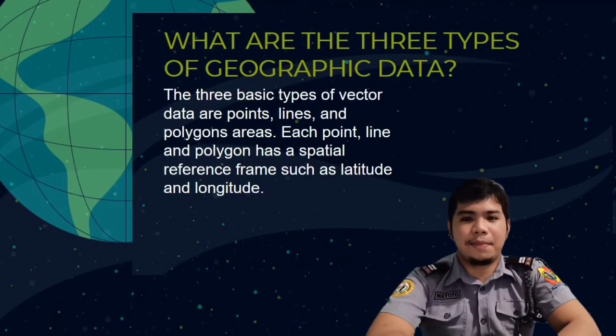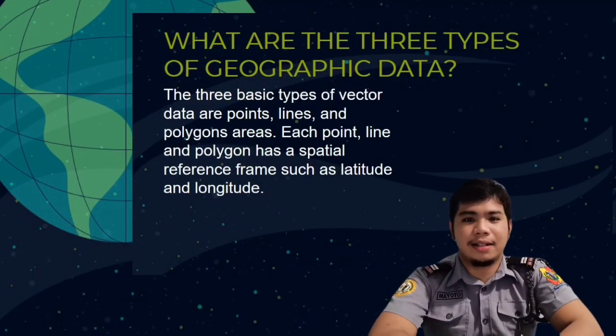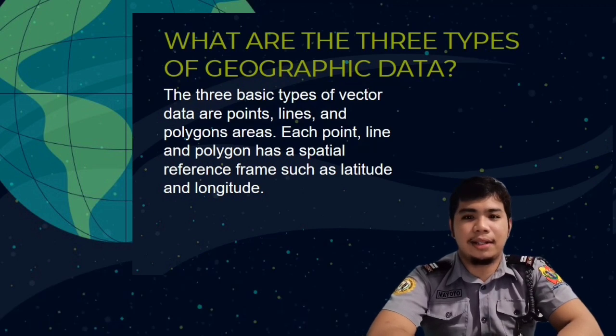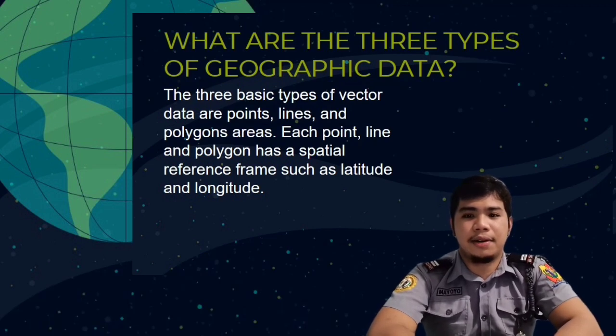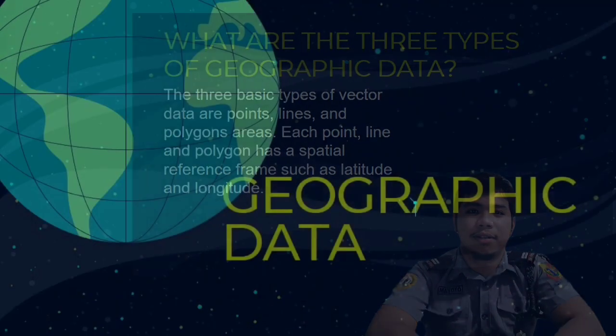What are the three types of geographic data? The three basic types of vector data are points, lines, and polygon areas. Each point, line, and polygon has a spatial reference frame, such as latitude and longitude.